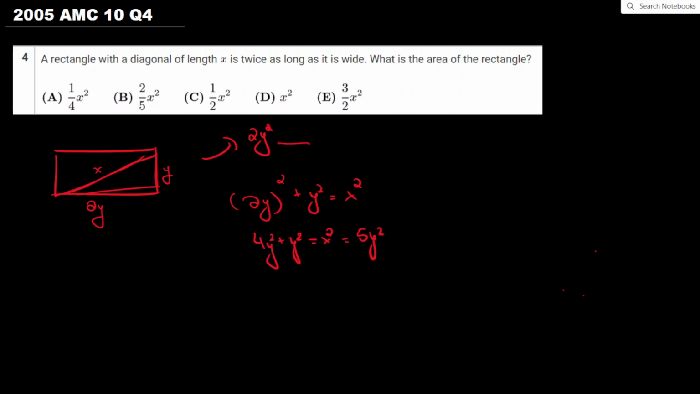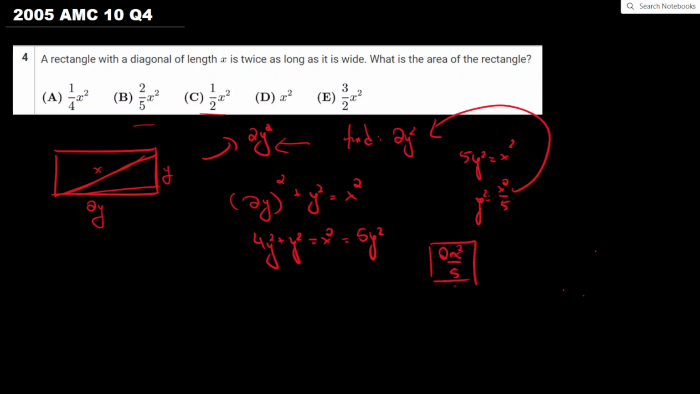So if we're looking for 2y squared and we want it in terms of x squared because that's what we have over here, so we're looking for 2y squared and we have 5y squared equals x squared. We can set up y squared as x squared over 5, and we can replace it into here. So we have 2x squared over 5 as our answer, which means that B is our answer.